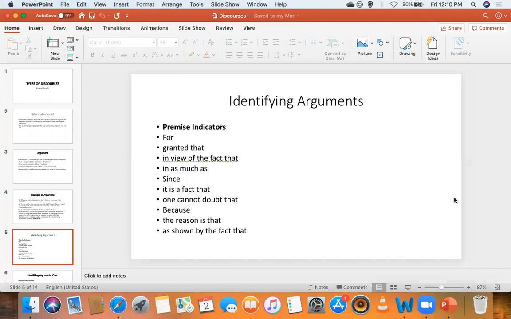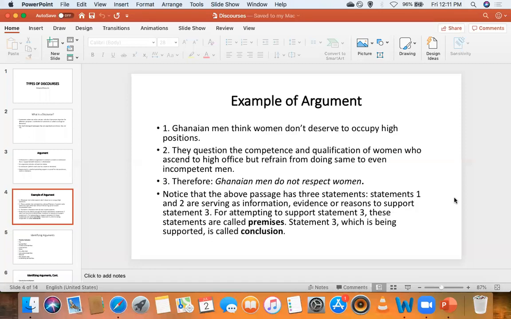Then how do we identify arguments? Right now, I just hinted at one major way of identifying arguments. You can identify arguments by looking at the structure and message of the statements. From statement three, you could see that it has the structure of a conclusion. It is like a summation of the first two statements, like an interpretation of them. Ghanaian men do not respect women. It tells you in the shortest words all you need to know from statements one and two. In fact, it is like a deduction from statements one and two. It is like where we are all gossiping or discussing, and some people are making statements one and two, and then someone like you will say, okay, it means they don't respect women. So that's technically a conclusion.